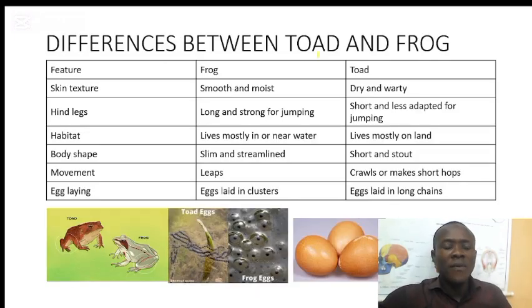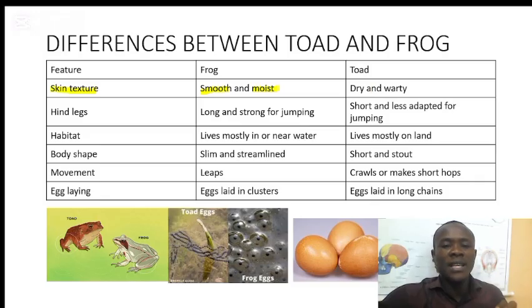So next on our slide is the differences between toad and frog, which are the two most common amphibians that we have. Now let's talk about the differences between the two, how you can differentiate a toad from a frog. Now let's start with the first picture, that is the skin texture. So in here it is smooth and moist. Here it is rough and dry. Here it is smooth and moist.